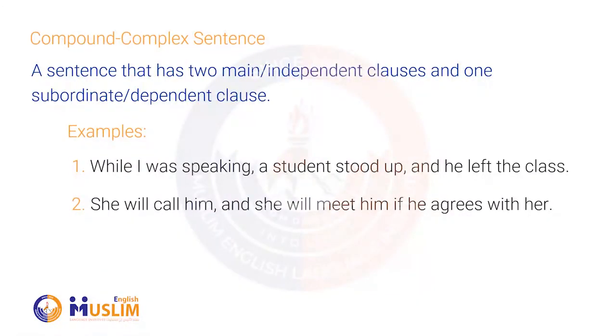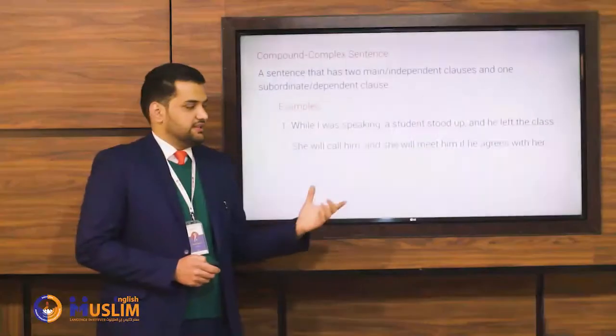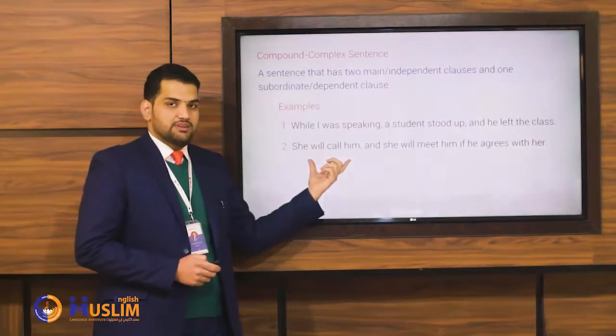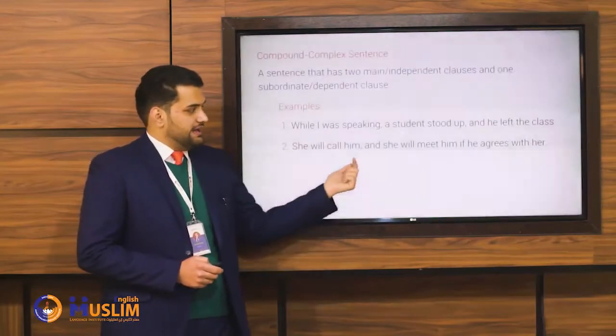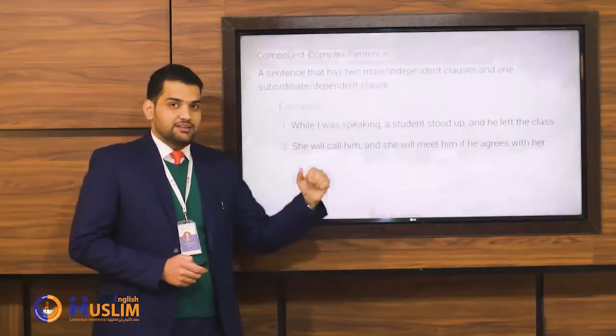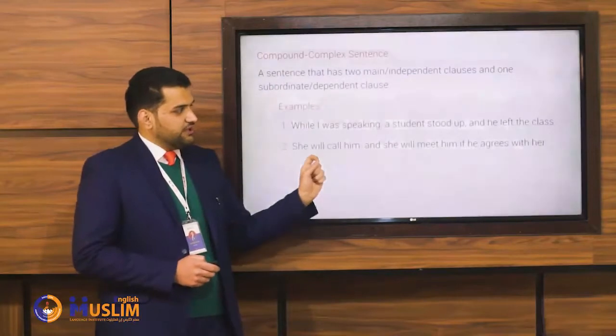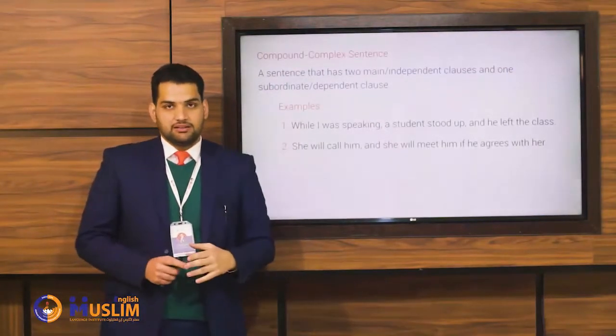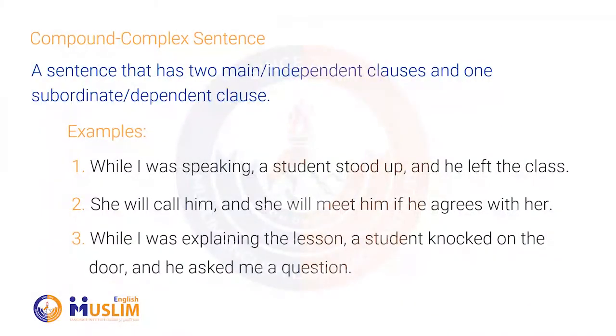She will call him and she will meet him if he agrees with her. So see here, we've got she will call him, it's the first independent clause. She will meet him, the other independent clause. If he agrees with her, this is the dependent clause. While I was explaining the lesson, the dependent or subordinate clause, a student knocked on the door, the first independent clause. He asked me a question, this is the other independent clause.